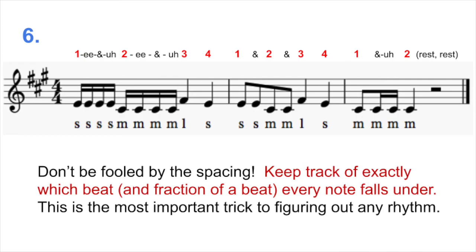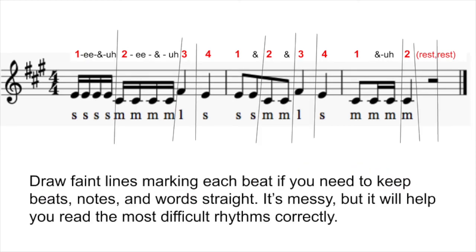Don't be fooled by the spacing. Keep track of exactly which beat and fraction of a beat every note falls under. This is the most important trick to figuring out any rhythm. You can also draw faint lines marking each beat in a measure if you need to keep beats, notes, and words straight. It's messy, but it will help you read the most difficult rhythms correctly.